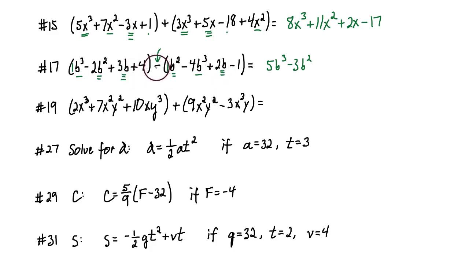3b subtract 2b. 3 subtract 2, that's a positive 1. So positive 1b. And now the constants. 4 subtract negative 1. 4 subtract negative 1 is positive 5.